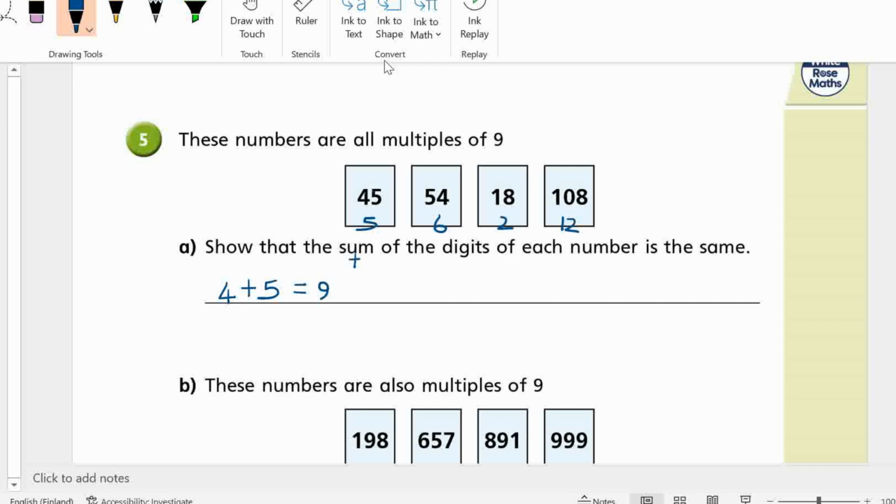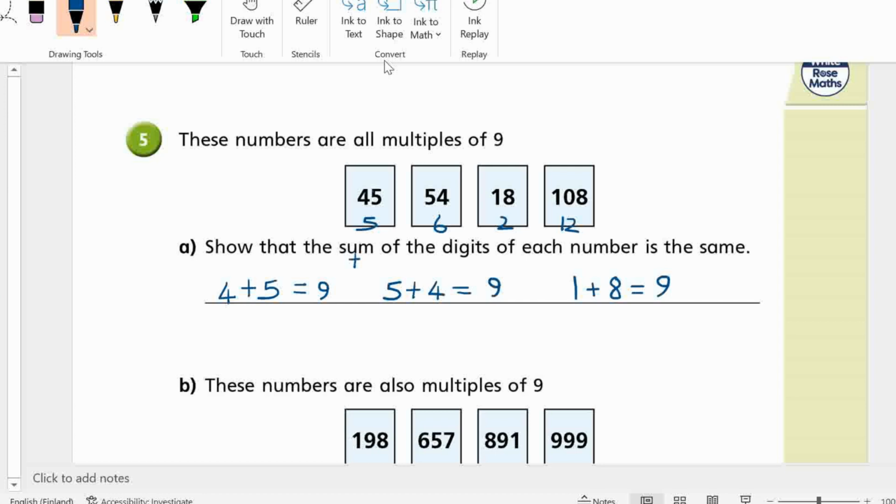Yeah, 9, okay? Now, 54 means if they want you to do the sum of the digits, they want you to add each number together. 5 plus 4, what does that equal? Okay, now we have 1 and 8, or 18. So we have to add these two numbers. What do we get?